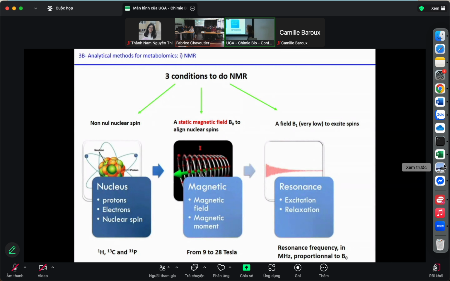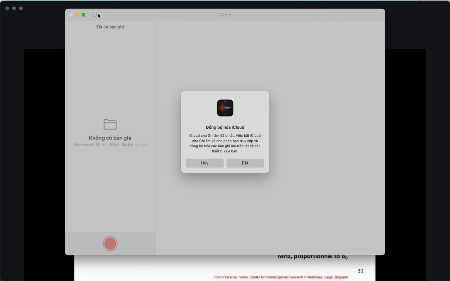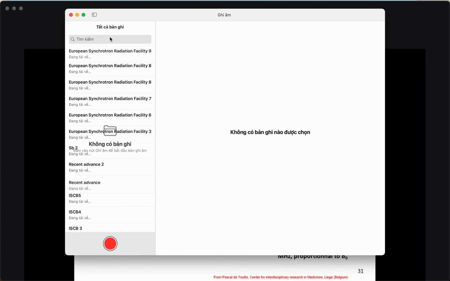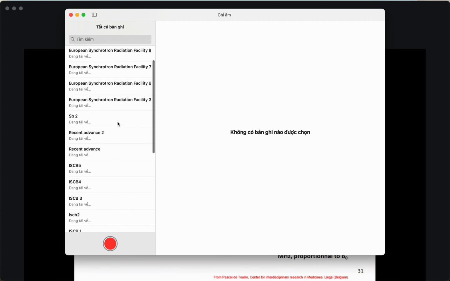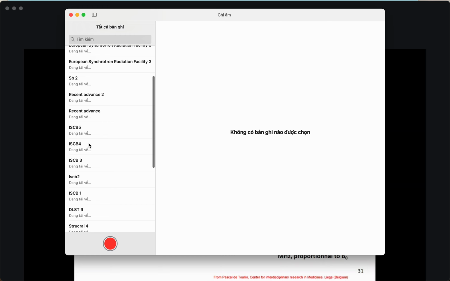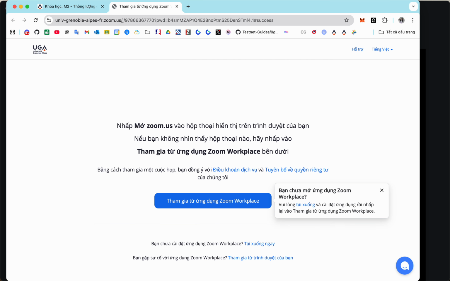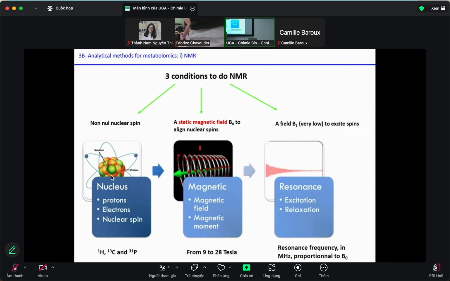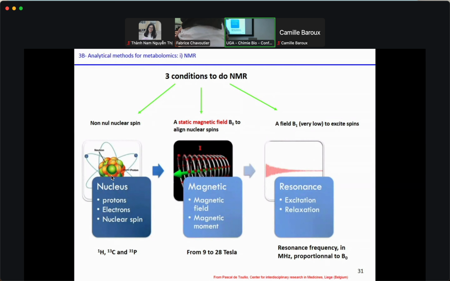To do NMR, there are 3 conditions. First, the nucleus that we want to study has a spin, a nuclear spin. This is quantum mechanics, so I will not develop that. What is important to know is that there are a lot of nuclei which have no spin, but the proton H, C13 and phosphorus 31 have a spin. So they can be studied by NMR, and these are important nuclei in biology.